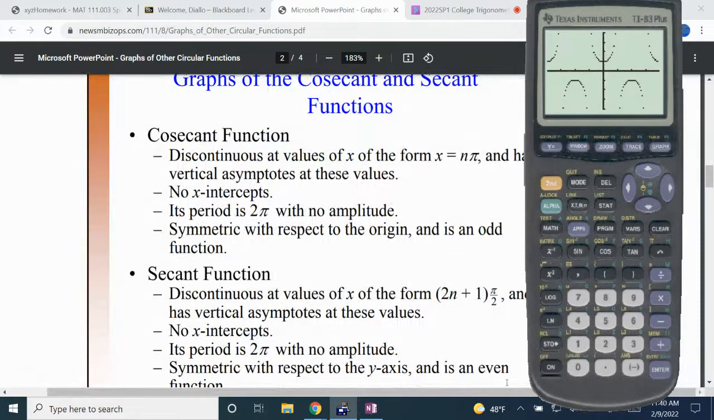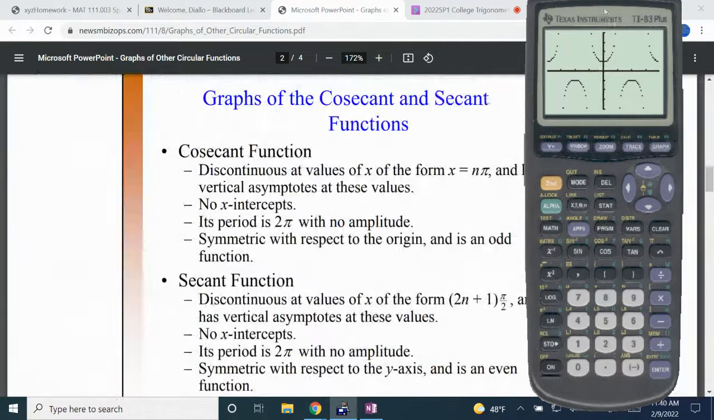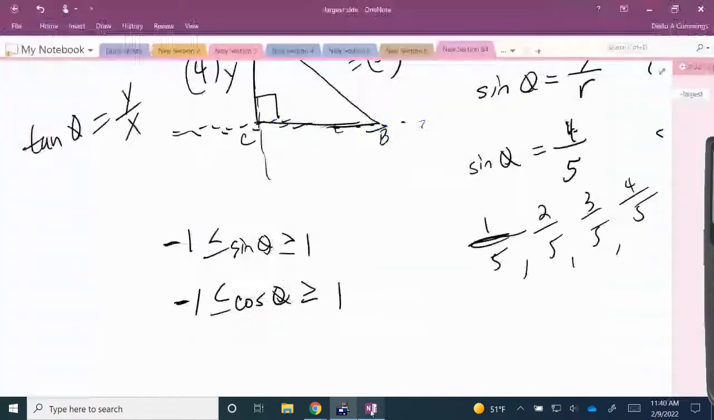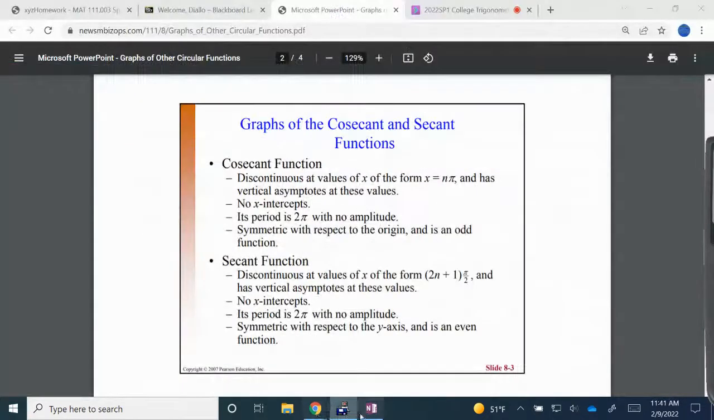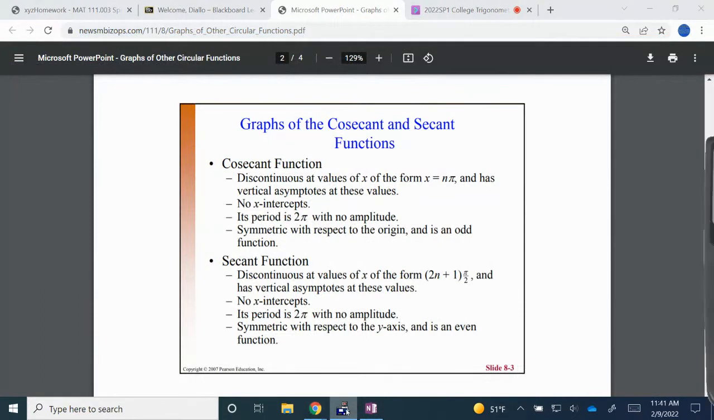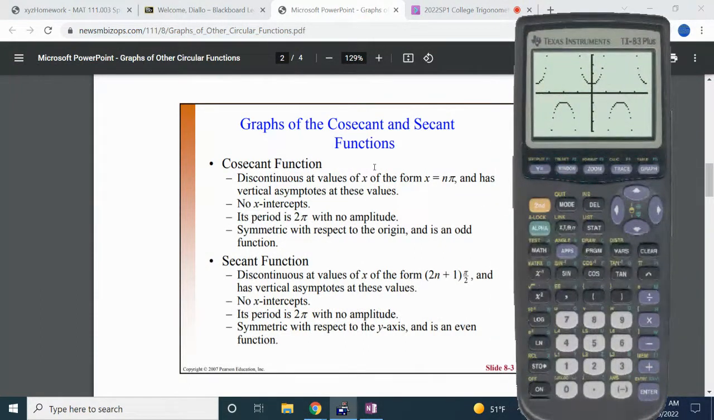All right, so here's the function capsule for the cosecant and the secant function. First, it says that the cosecant function is discontinuous. So discontinuous means that, and I don't know what happened to my calculator. Okay, it's over here. All right, discontinuous means that, and both of the graphs are discontinuous.